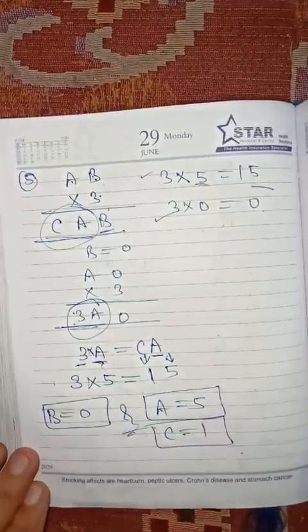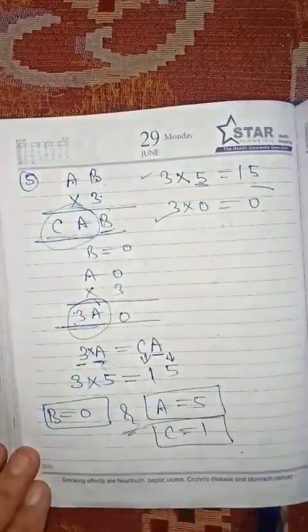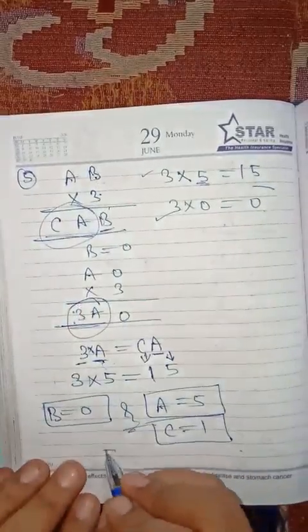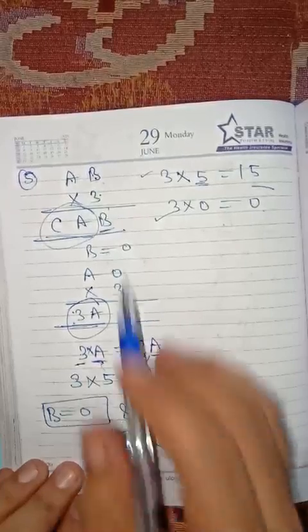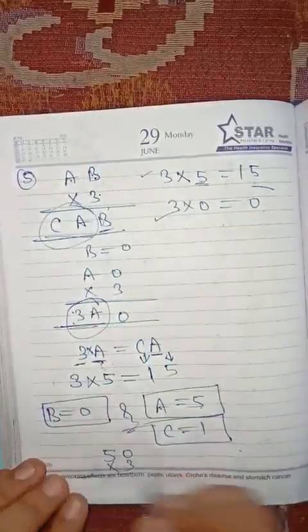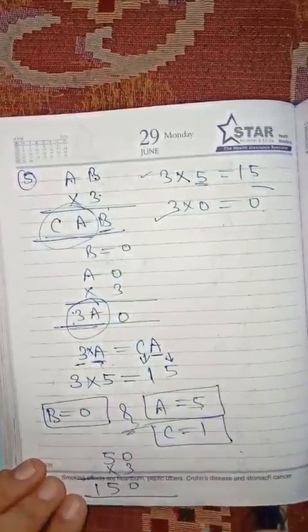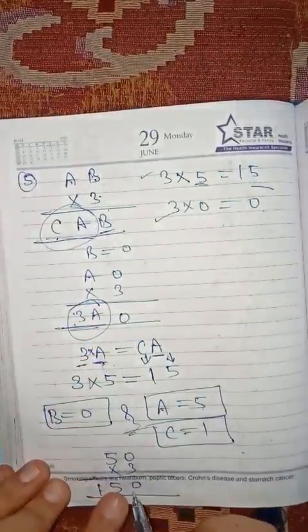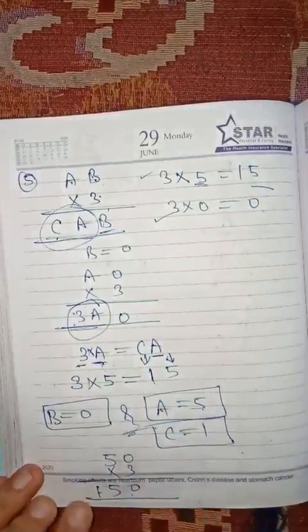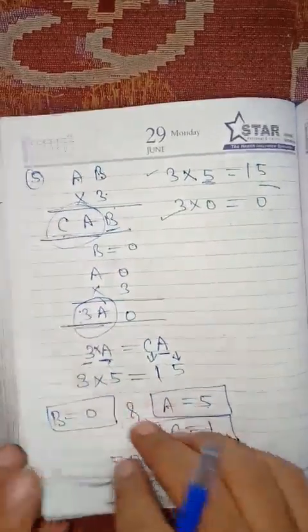If you have any doubt, you may substitute all the values in the question. So AB will become A 5 and B 0 into 3. This will be how much? 150. 5 threes are 15, so C is 1, A will remain 5 only, and B is 0. So all these answers are correct.